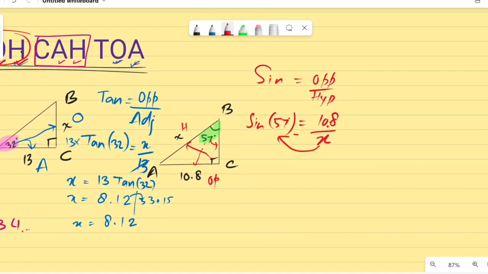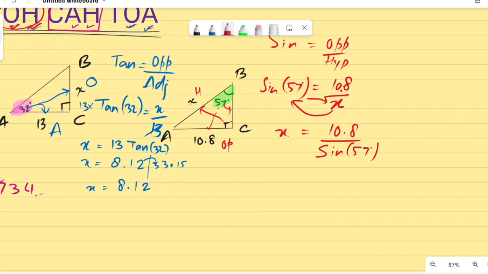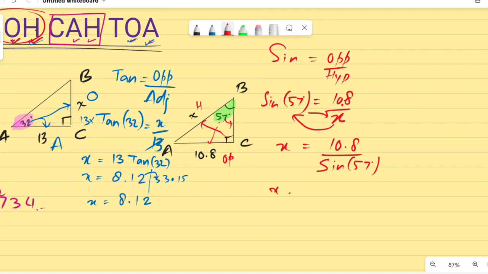You will do the same thing here. So x will be 10.8 over sine 57. When you write this in your calculator, you will get x is equal to 12.877523. We usually round it to 3 significant figures. So 1, 2, 3, 8. After 8 we have a 7, so it rounds up. So x will be 12.9.